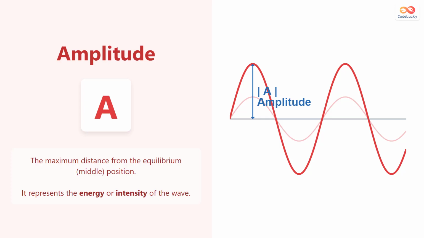Now let's break down the variables, starting with amplitude, represented by the letter A. This is the distance from the middle equilibrium line to the peak. In the real world, this represents energy. For sound, it's volume. For light, it's brightness. A larger amplitude means a taller wave.